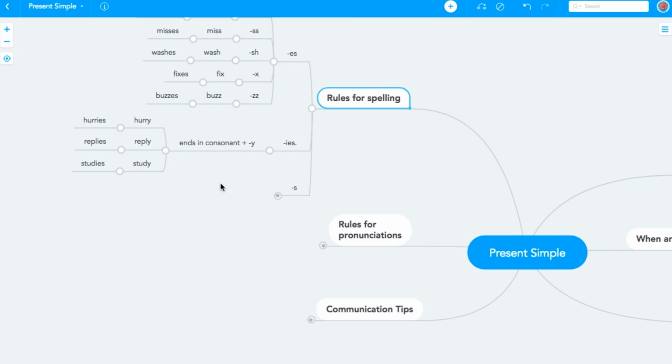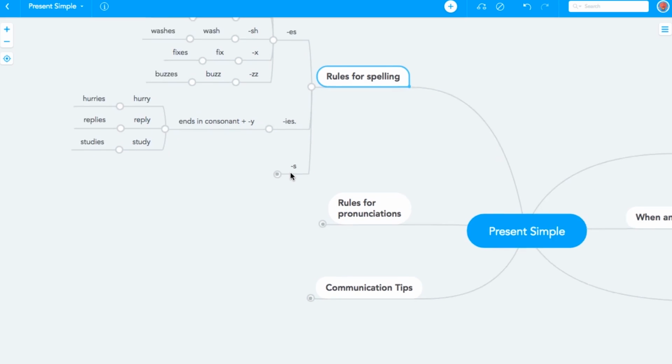If our verb finishes on consonant plus y, we are going to add ies by replacing the y for the i and then the es. Example: hurry, hurries; reply, replies; study, studies. If you notice, all of them have the ending combination of consonant plus y. That's why we are doing this transformation.